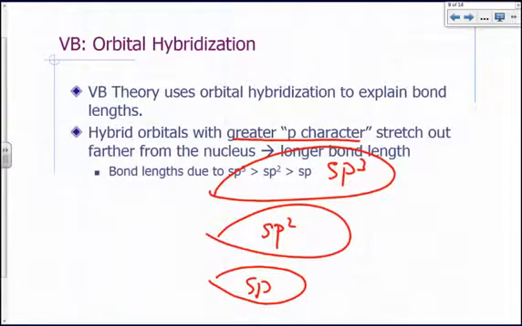If you have to compare two cases where in one case carbon uses sp3 for bonding and in another case it's using sp2, you would expect the bond involving sp3 to be longer, provided the other side of the bond is the same.